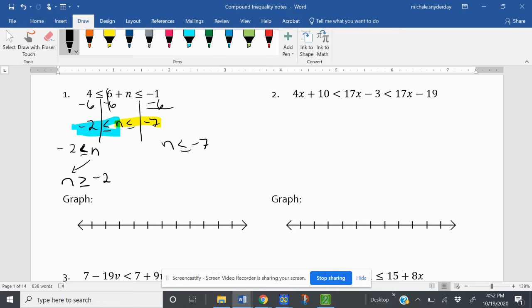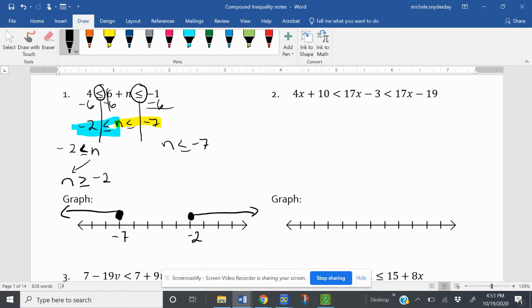So the two most important numbers on this are -7 and -2. Notice I'm not really counting where they're at, and that's okay. n is greater than or equal to -2. That greater than or equal to says we have a solid dot, and greater than means it's going towards the positive numbers. n is less than or equal to -7. Well, we still have a solid dot because of the equal to, but where it's getting smaller is going towards the more negative numbers.